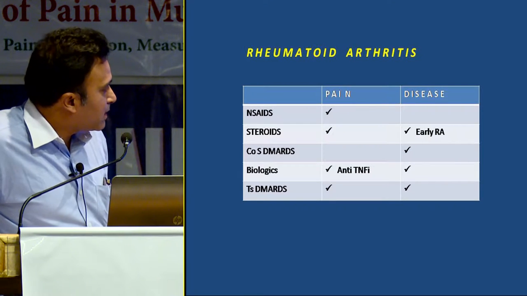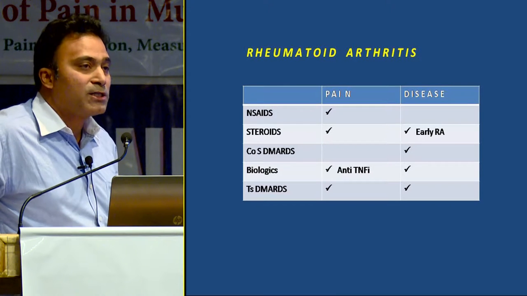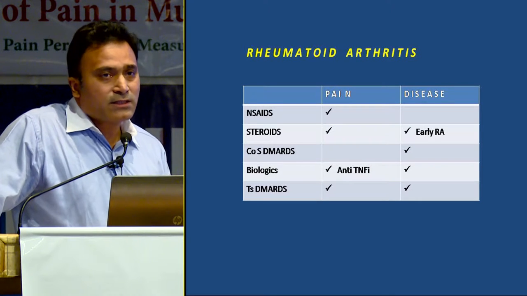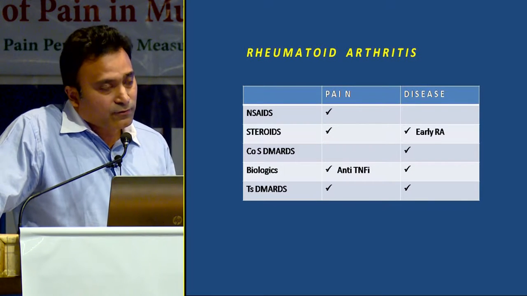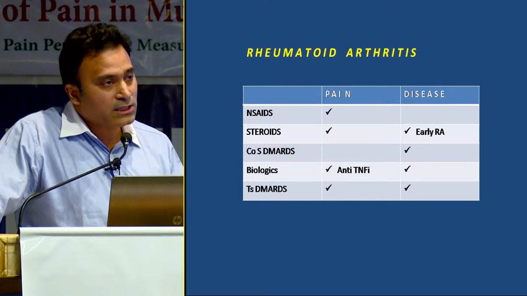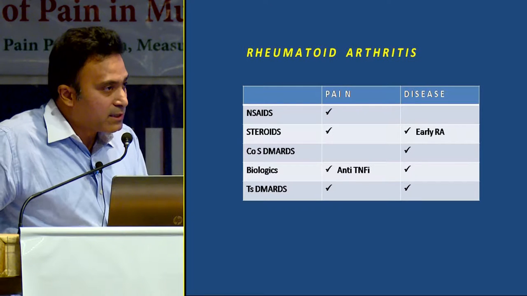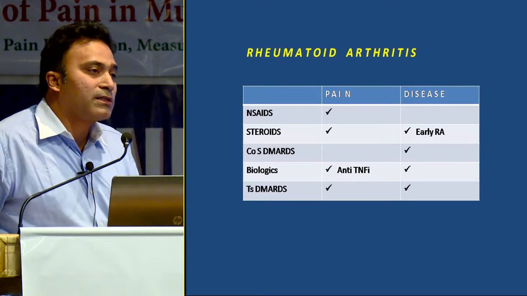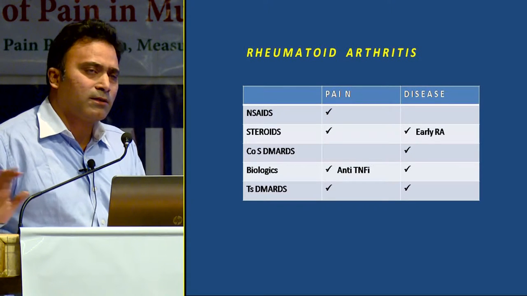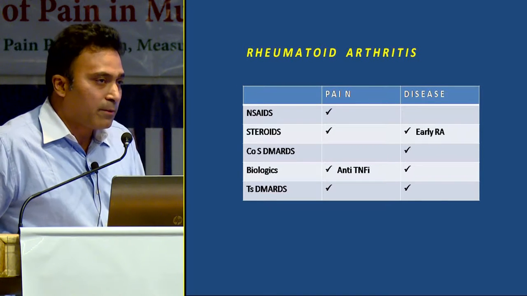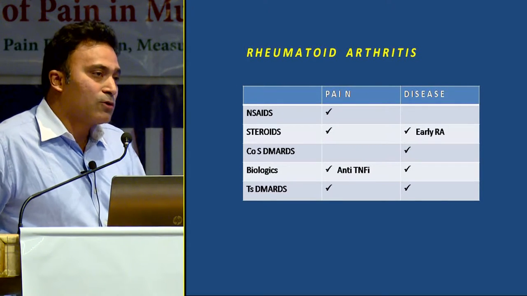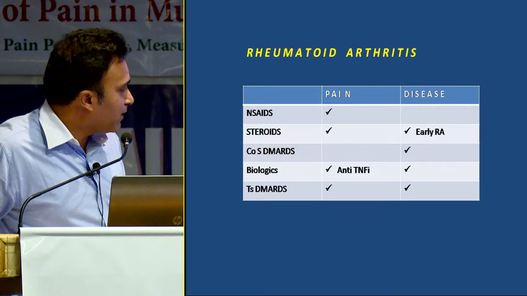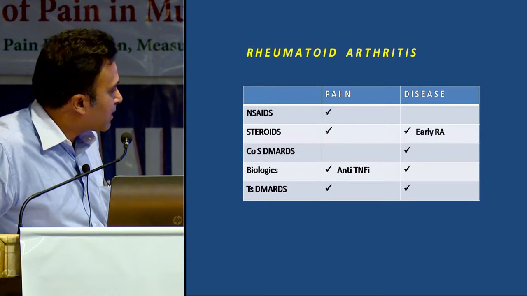So in rheumatoid arthritis, NSAIDs reduce pain, but they don't have much impact on the disease. Steroids reduce pain, and there is some data which tells us that steroids, if we use them in early rheumatoid arthritis and early stages of inflammatory arthritis, can still be disease modifying; they can alter the pathway of disease. And conventional synthetic DMARDs, especially methotrexate, sulfasalazine, leflunomide, might not have much impact on reducing the pain, but they alter the natural course of disease. Hence, they might reduce the pain in future. So they have a key role to play in pain reduction in inflammatory arthritis.